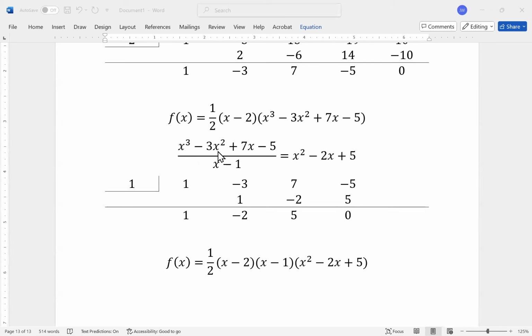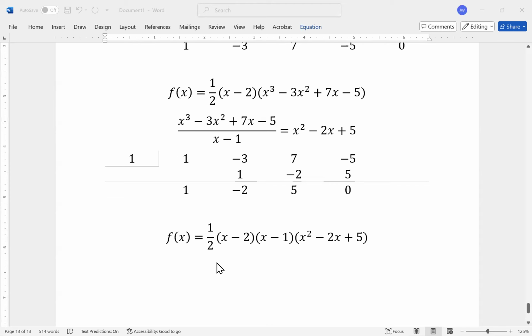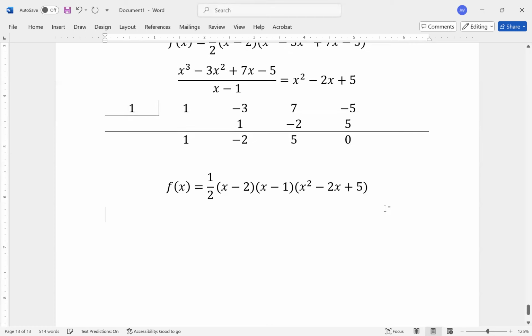So we took the cubic, divided it by x minus 1. I did that using synthetic division right here. And we got out the quadratic of x squared minus 2x plus 5. So now I know that my original function can be written as 1/2 times x minus 2 times x minus 1 times this quadratic. Now, this quadratic can't be factored over the integers.